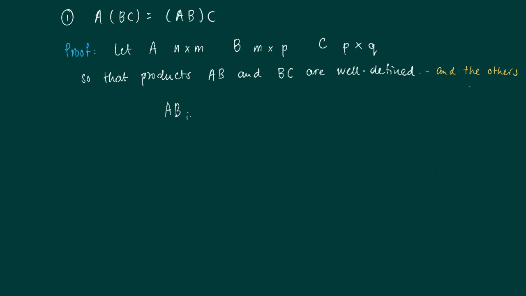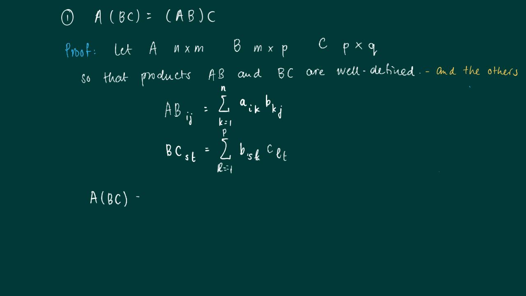Now we're going to write the ijth element in the product AB, and we use the sum formula, which is the sum of k is 1 to n of a_ik b_kj. And BC, the element st in this matrix is the same as the sum of L is 1 to p, the inner dimensions, the number of columns in B, the number of rows in C, of b_sL times c_Lt.